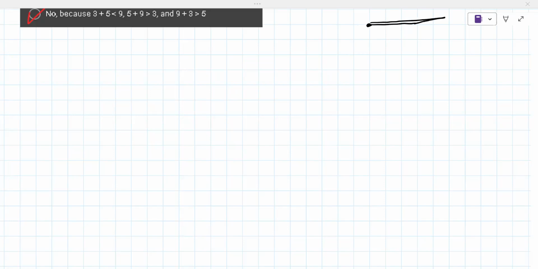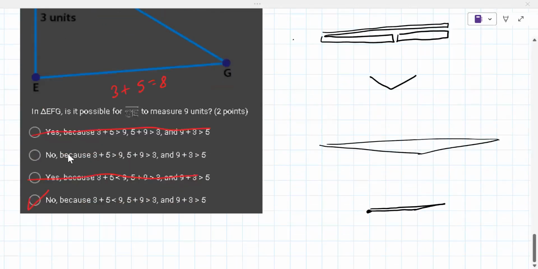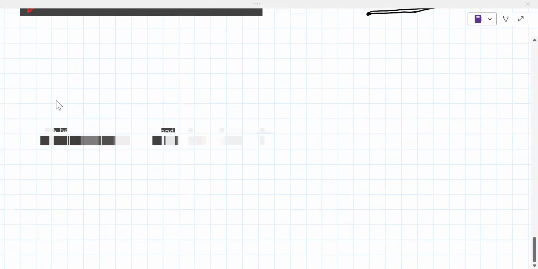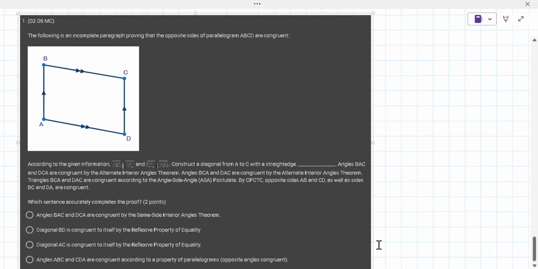All right. Looks like you dropped a few in the chat there. Let's see if I can get back to the right one here. All right, lots of words. The following is an incomplete paragraph proving that the opposite sides of a parallelogram are congruent. What that's referring to is that the sides that are parallel, opposite from each other, are congruent, and these other sides are also congruent.